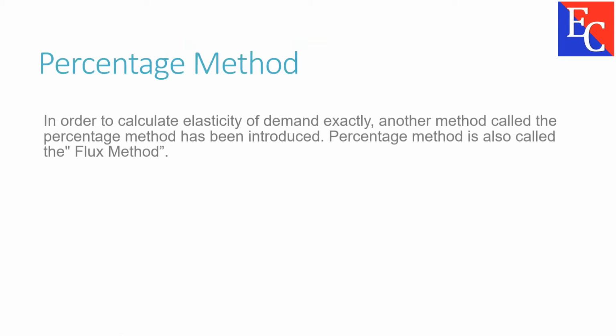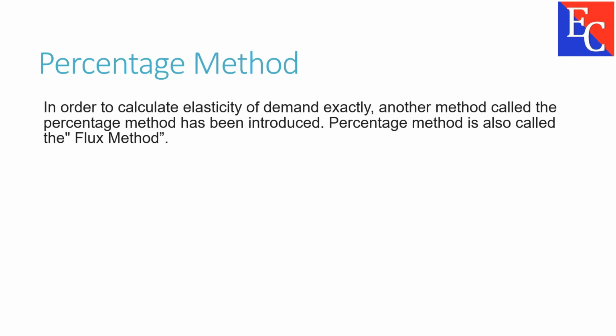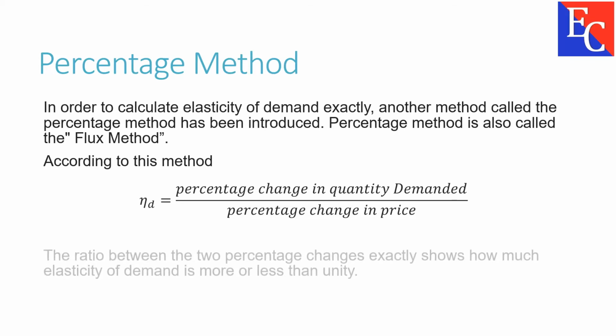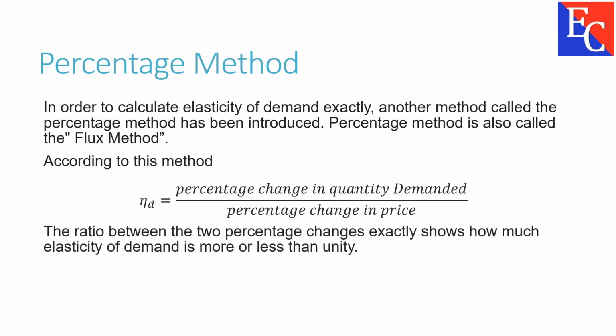Percentage method. In order to calculate the elasticity of demand exactly, another method called the percentage method has been introduced. Percentage method is also called the flux method. According to this method, elasticity of demand is equal to percentage change in quantity demanded divided by percentage change in price. The ratio between two percentage changes exactly shows how much elasticity of demand is more or less than unity.